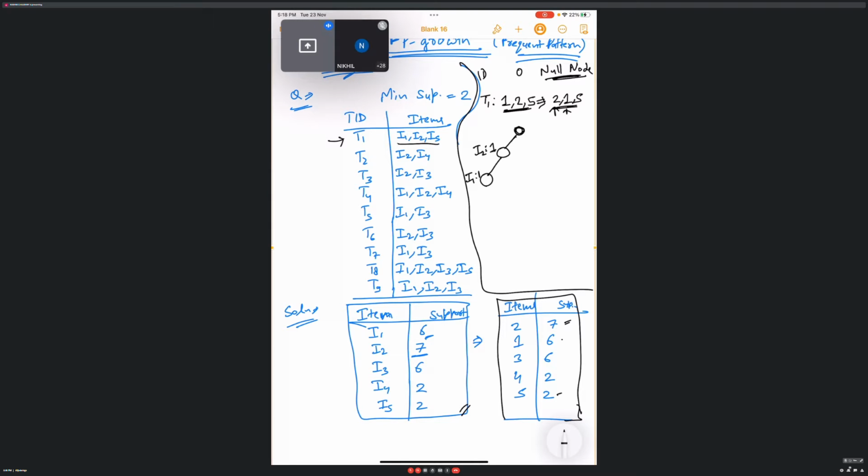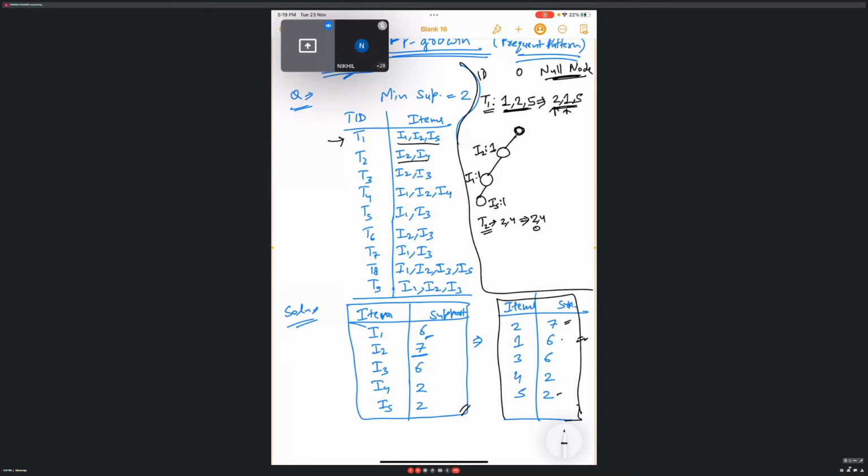Now for 5. I5, still the occurrence is 1. This was about transaction 1. Now let's come to transaction 2. It contains 2 and 4. If I look into this table, 2 and 4. So the sorted one is also the same.